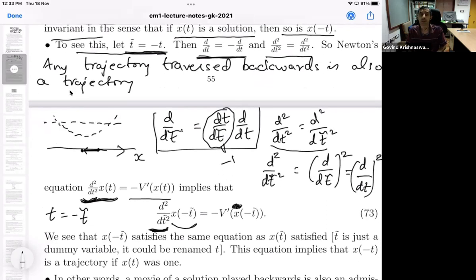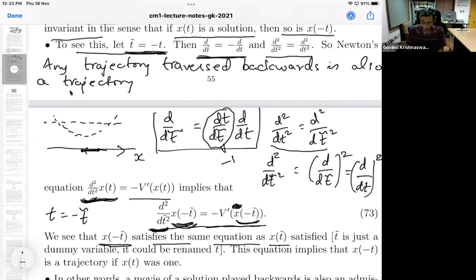Any questions so far? Because time reversal can be a source of much confusion. So I want to do this carefully for you. Now let us interpret what this equation is saying. It is saying that x of minus t tilde, see the function here is x of minus t tilde, here too it is x of minus t tilde. It is saying that that function satisfies the same equation as x of t satisfied.